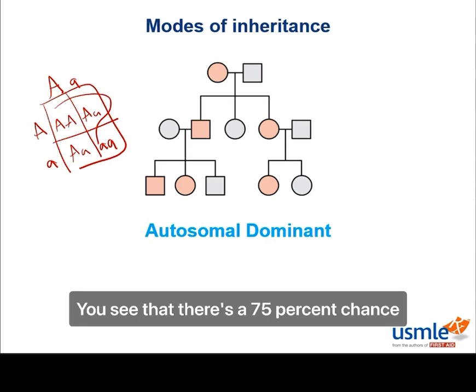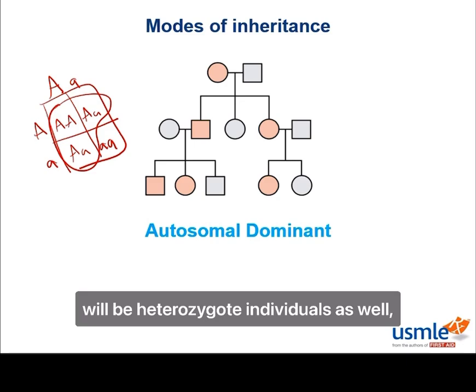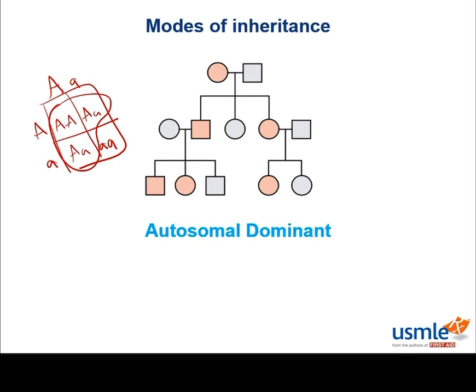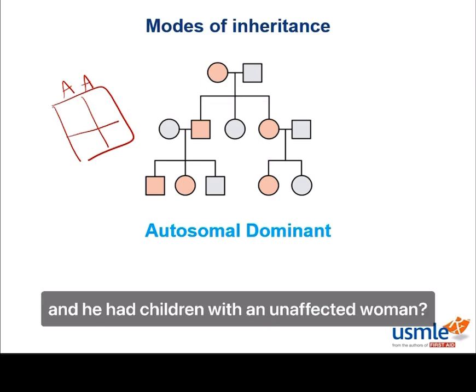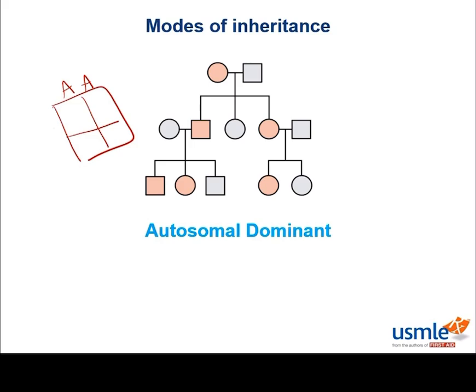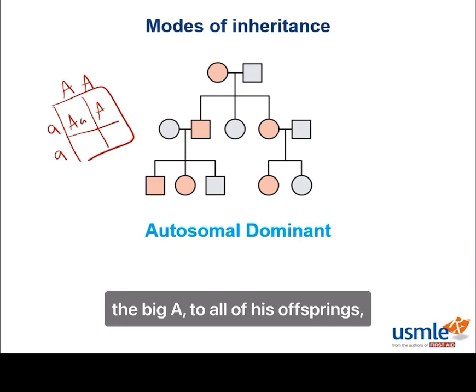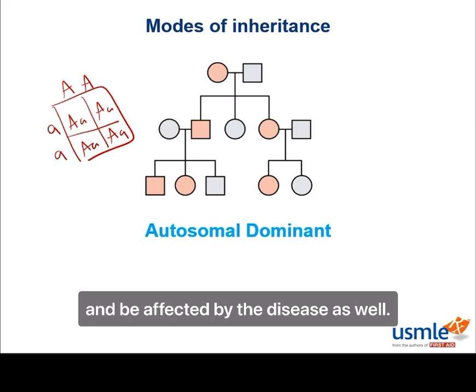You see that there's a 75% chance that the children or the offspring will be affected, and there's a 25% chance that there will be one offspring that's homozygote and unaffected. So all three of these offspring would be affected with the disease, while this one is unaffected. So what if dad was homozygous for Marfan's disease and he had children with an unaffected woman? We see that the dad gives the affected allele, the big A, to all of his offspring, meaning all of his offspring will have the disease and be affected by the disease as well.